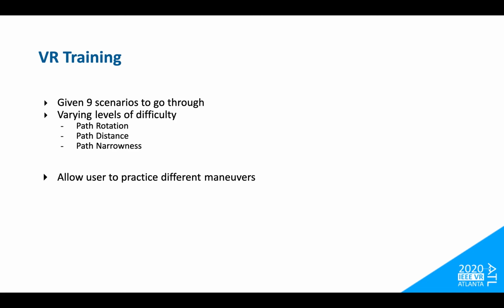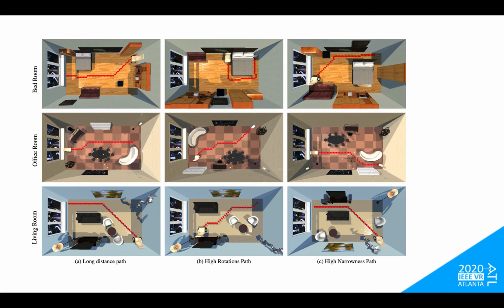The virtual training consisted of 9 scenarios with varying levels of difficulty, some with more path rotations, longer distances, and narrower paths. This allowed users to practice different maneuvers. Here were the 9 scenarios that each user went through. There were 3 with long paths, 3 with high rotations, and 3 with high narrowness.